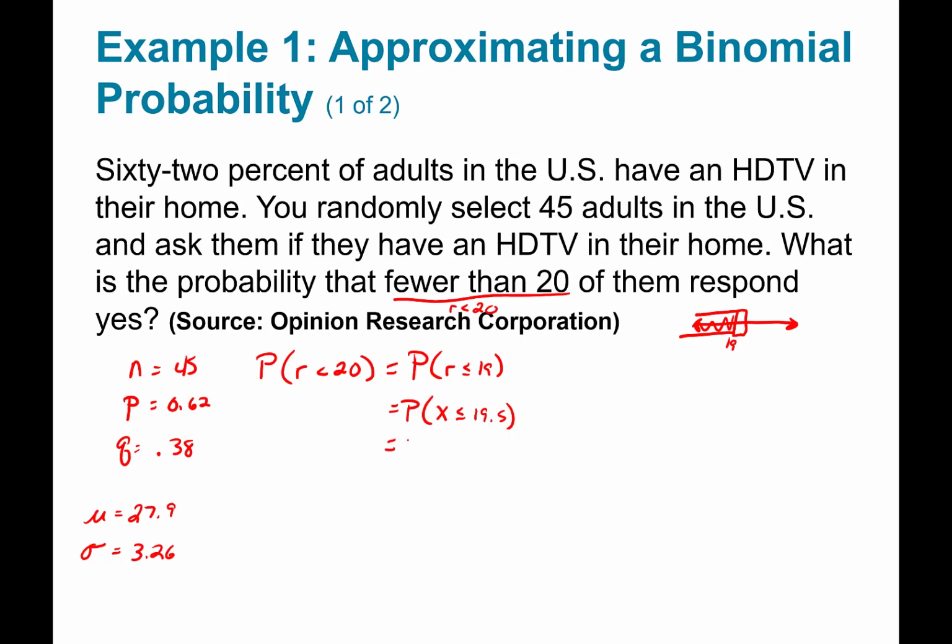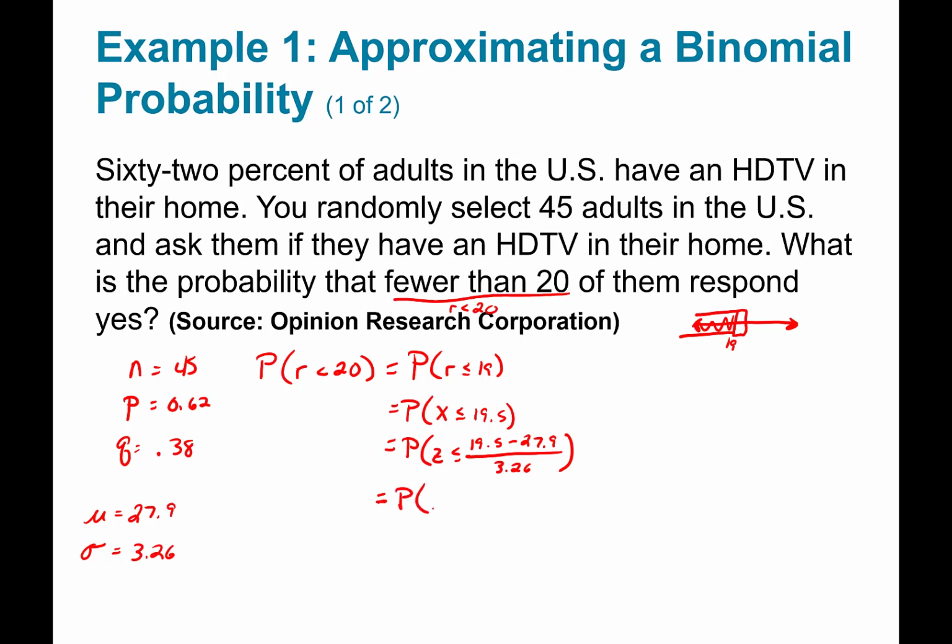So now let's go ahead and convert to z. So we're doing another calculation. So z is now less than or equal to, using our z-score formula, 19.5, our data value, minus our mean of 27.9, divided by our standard deviation of 3.26.